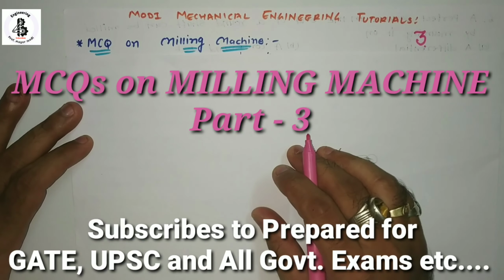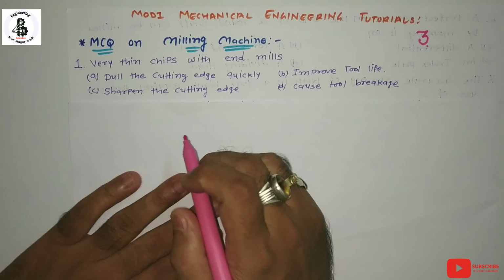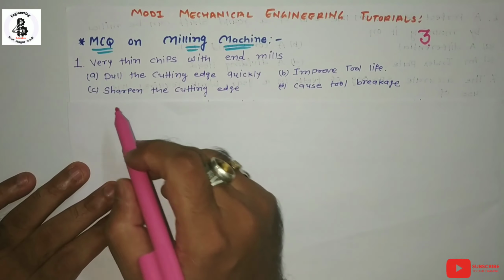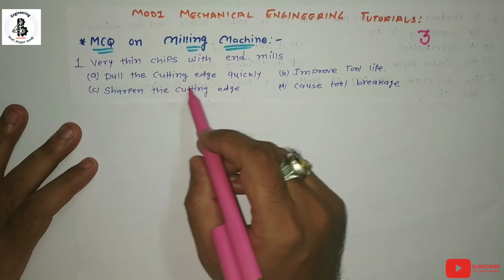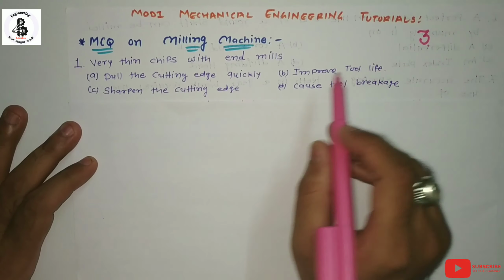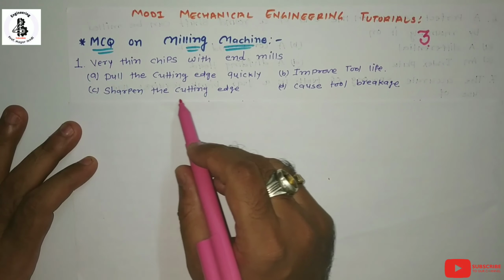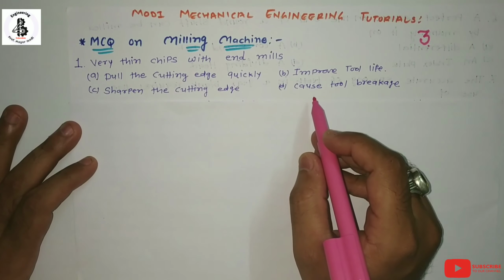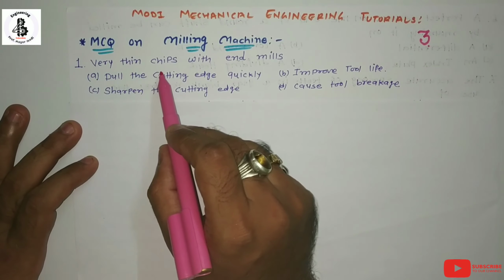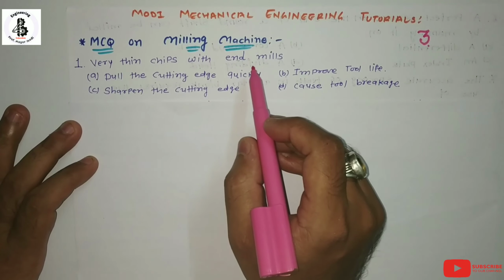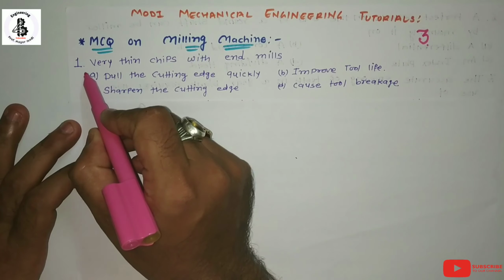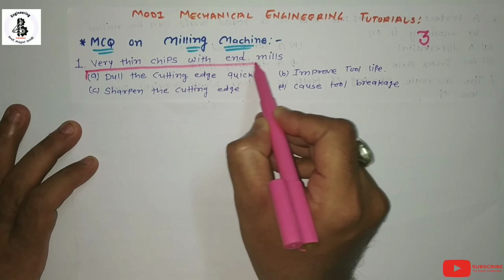Now we will start with our question number 1. Very thin chips with end mills. Option A. Dull the cutting edge quickly. Option B. Improve tool life. Option C. Sharpen the cutting edge. And option D. Causes tool breakage. So basically, very thin chips with end mills will dull the cutting edge quickly. So the right answer is option A.